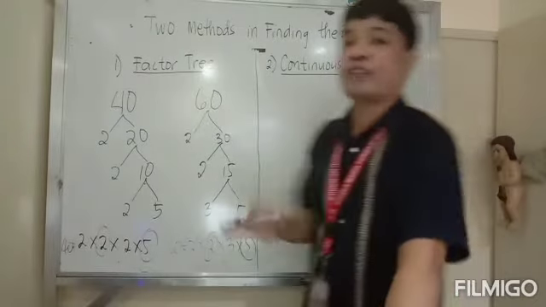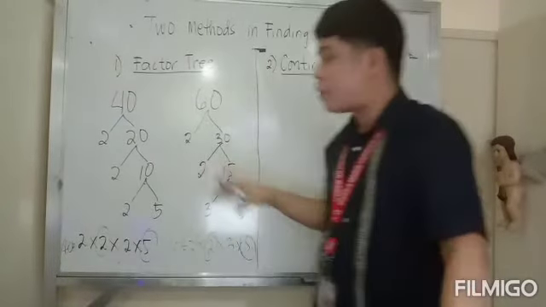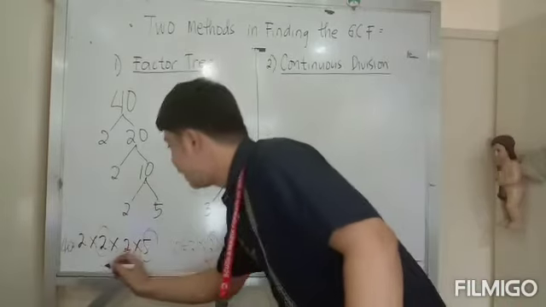After that, to find the GCF of these two numbers, you're going to multiply them right now.